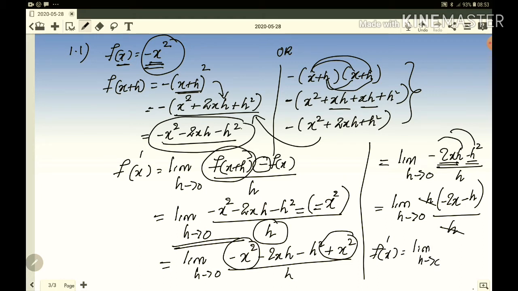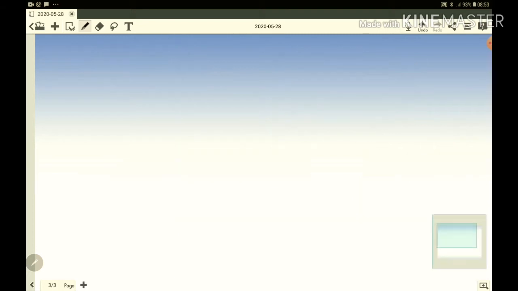limit h tends to 0, minus 2x minus h. We got it. Now we can apply the limit because you won't get any undefined condition. How do you apply the limit? Replace h, the variable which is going to 0, with 0. That is minus 2x minus 0. So the final answer is minus 2x. So we got f dash x is equal to minus 2x. Is it clear?